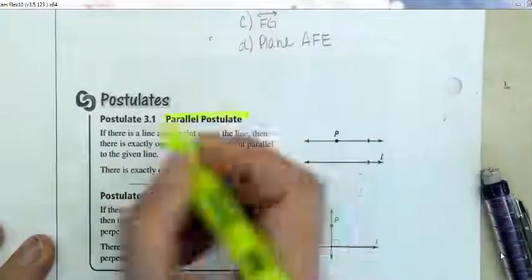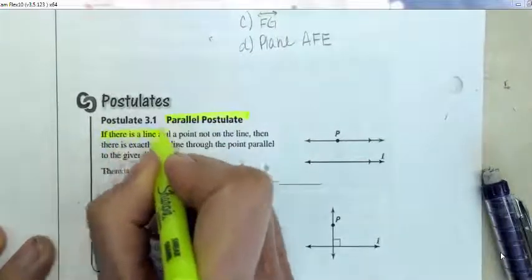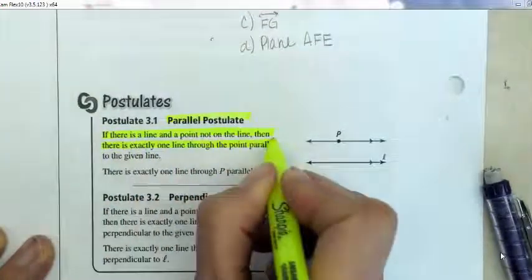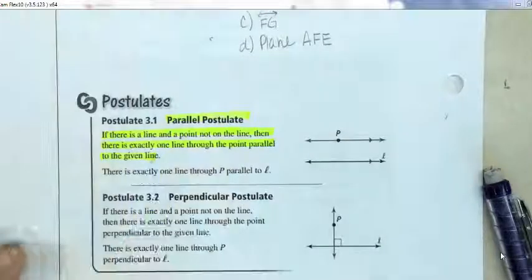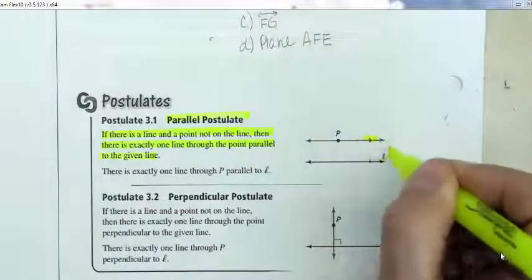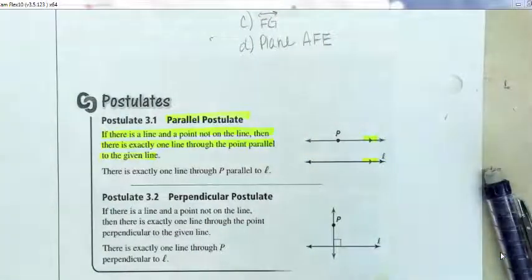So the parallel postulate says there's a line and a point not on the line. There's exactly one line through the point that's parallel to the given line. And we know that they're parallel because of these little arrows. Those arrows tell me that those two lines are parallel.